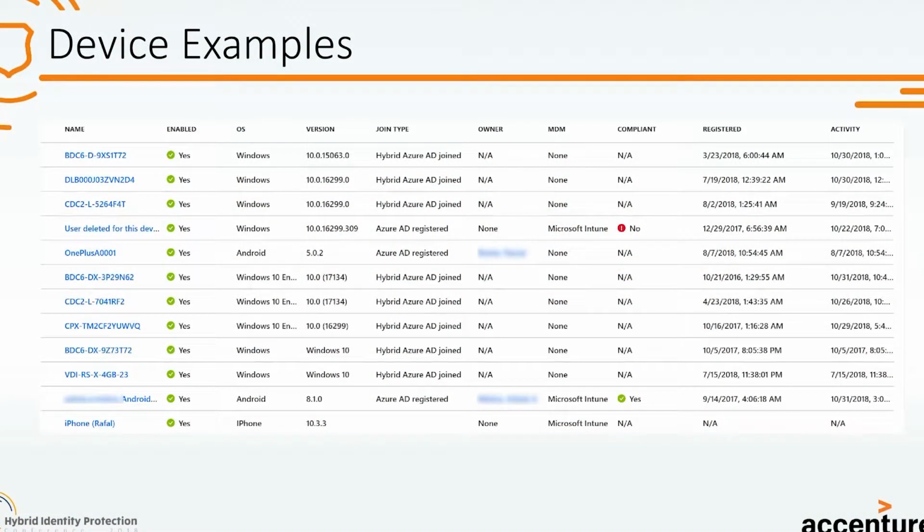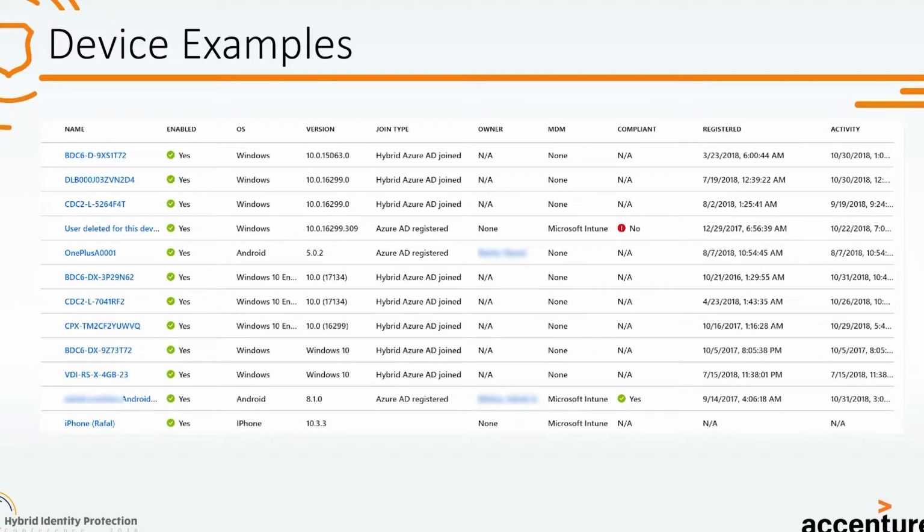So I have a grab bag of examples. This is also a screenshot out of a real page of our stuff. So you see we have a big mix of devices out here. Most of the stuff is hybrid Azure AD joined. We also have some mobile devices. We have some stuff that's Intune managed.